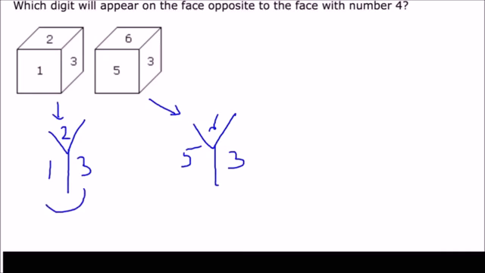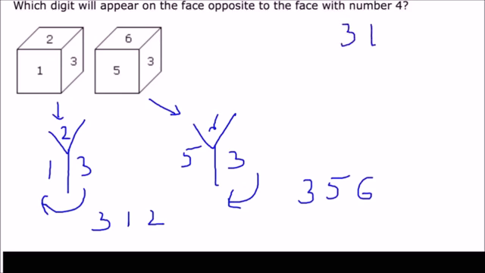I'm just starting with the clockwise. Suppose I rotate it clockwise, what I get is 3, then 1, then 2. And when I rotate figure 2 clockwise, I get 3, 5 and 6. So for figure 1 I got 3, 1, 2, and from figure 2 I got 3, 5 and 6. Now you get the answer.